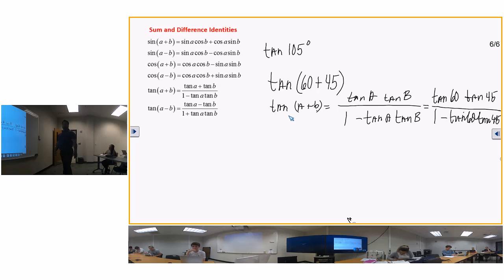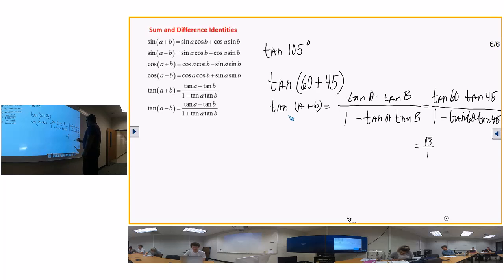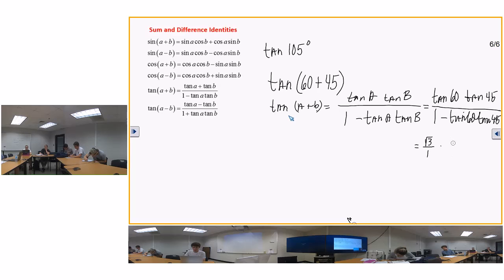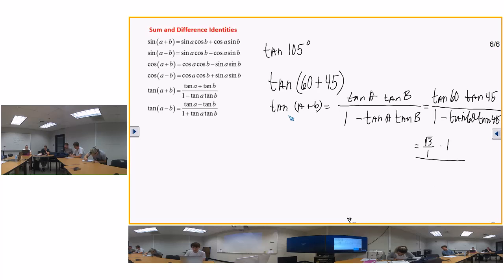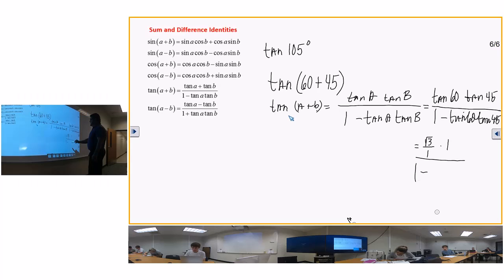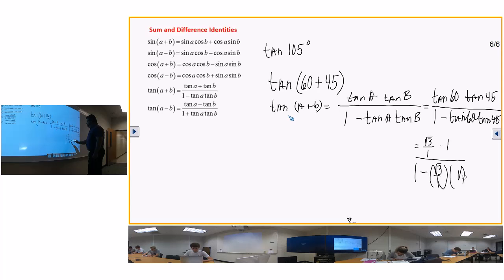Okay, now, what is the tan of 60? Square root of 3 over 1. What is the tan of 45? 1. 1 minus the tan of 60, which is the square root of 3 over 1, times tan of 45, which is 1. All right, finish it out.